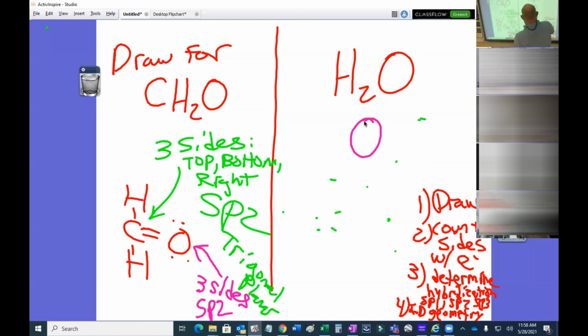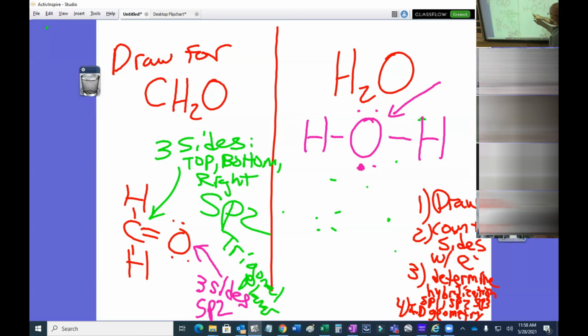Obviously, oxygen is in the middle. Hydrogen cannot be, you can't bond a hydrogen to a hydrogen. So this is what you got, right? What's the central atom? Oxygen. But how many sides? Four sides: left, right, top, bottom. All electrons matter. All right, four sides.